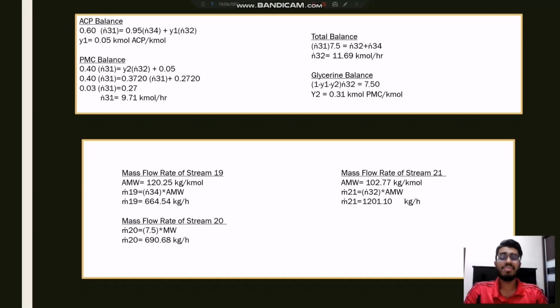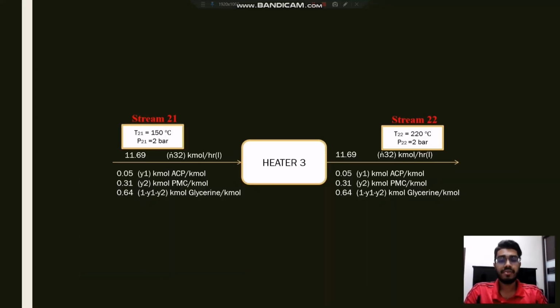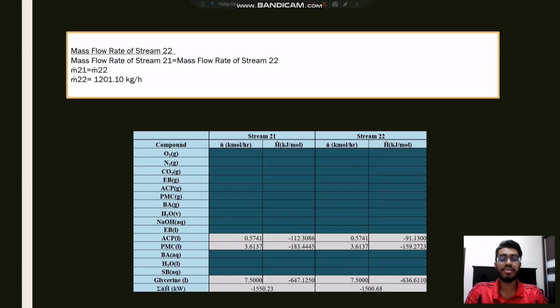By performing ACP balance, PMC balance, total balance, and glycerin balance, we will then be able to obtain the values of N32, N31, Y1, and Y2 respectively. Moving on to the heater 3 unit, the molar flow rate entering heater 3 is equal to the molar flow rate exiting the unit. Therefore, M21 is equal to M22.